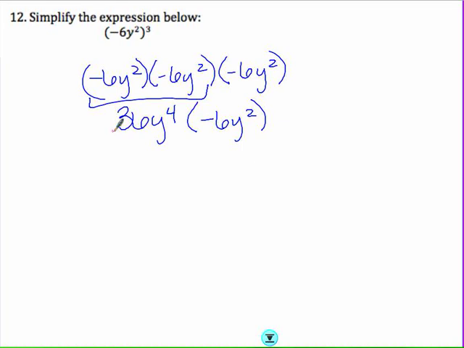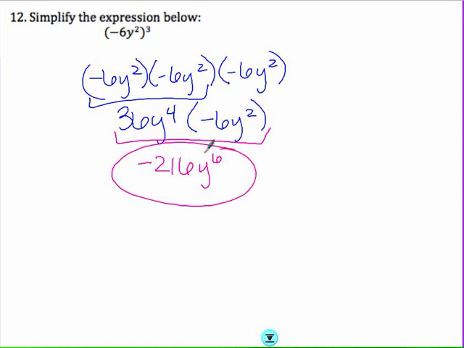Now if I want to finally combine these two terms, 36 times negative 6 gives me a negative 216. Y to the 4th times y squared. We add these exponents, so that gives me y to the 6th. That would be my final answer for that one.